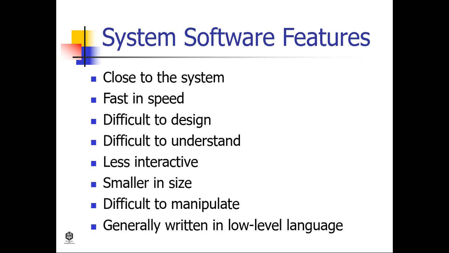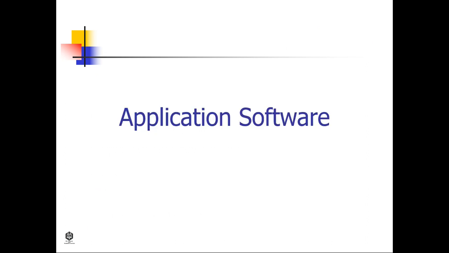Here is a list of some of the most prominent features of a system software: close to the system, fast in speed, difficult to design, difficult to understand, less interactive, smaller in size, difficult to manipulate, and generally written in low-level language. Now, let's proceed to the application software.